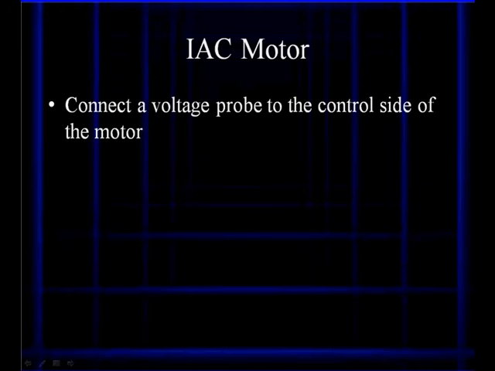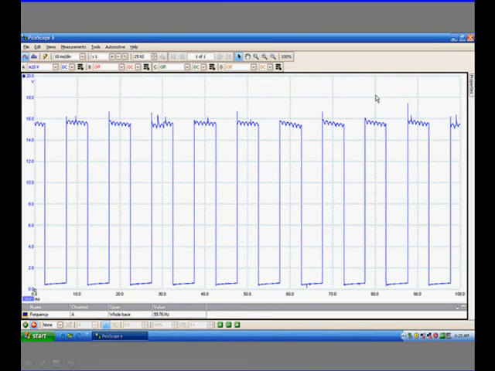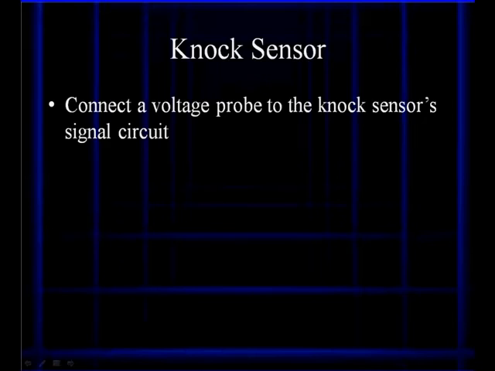IAC motors, like IAC on most vehicles, it's a stepper motor. You're going to connect the voltage probe to the control side of the motor, and here's the waveform for that. You can see it's charging system voltage, and it's a pulse. It's not a steady state. It's holding that motor in a certain position.